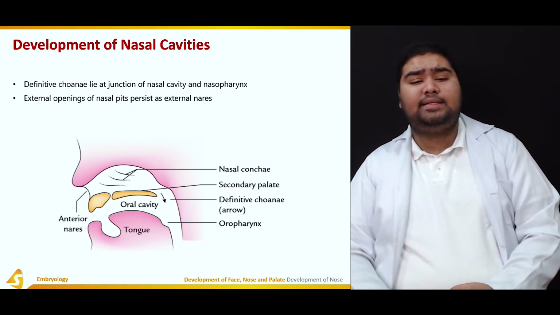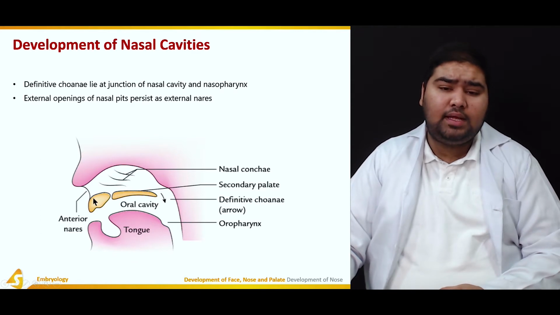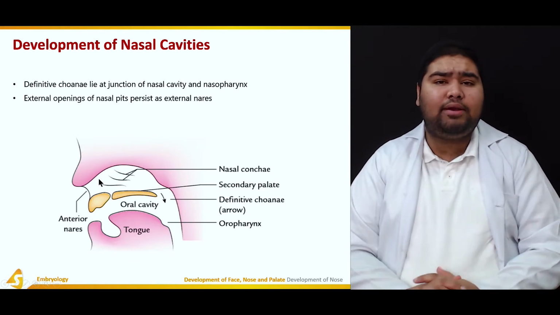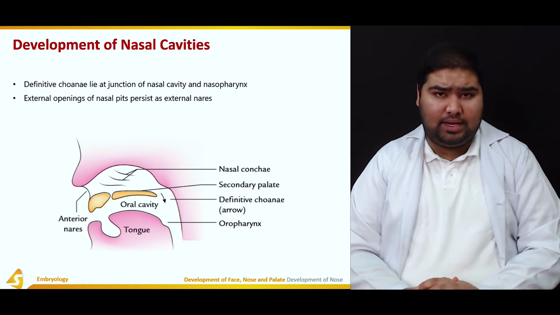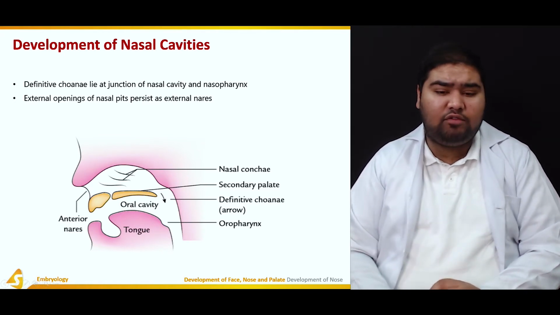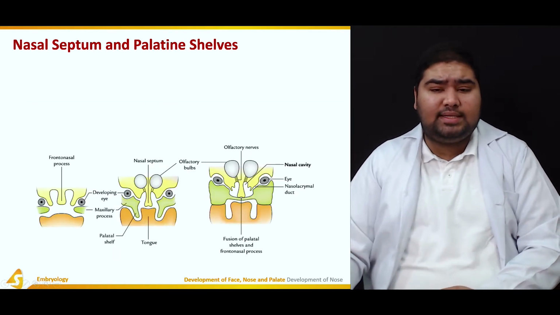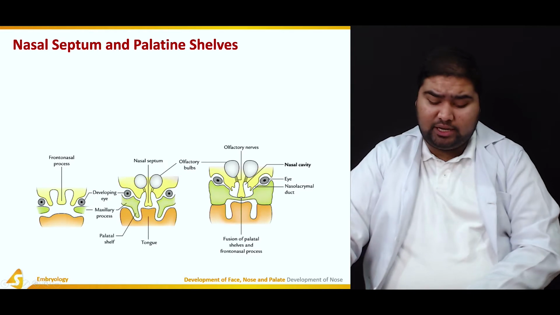Now, the external opening of the nasal pits, these are the external openings. They form the anterior nares or the external nares. So this is how the adult nose is being formed. So moving on, now let's talk about the nasal septum and the palatine shelves.